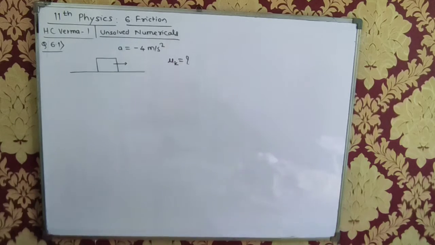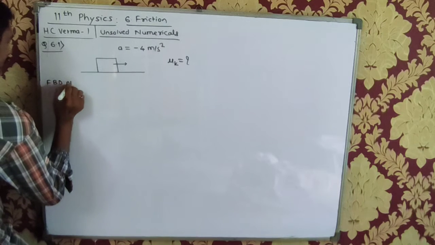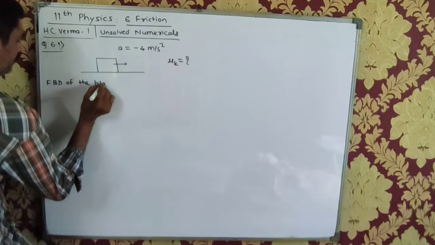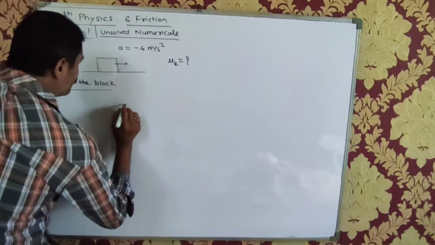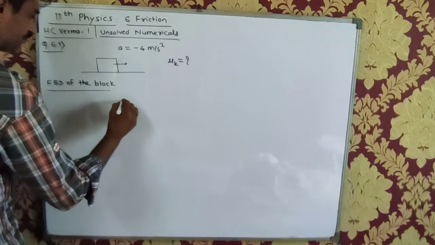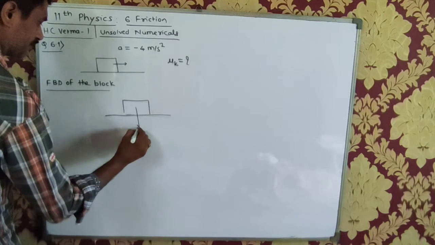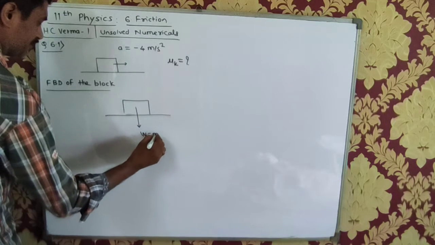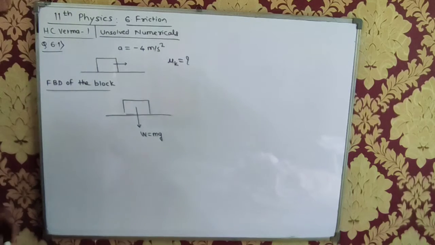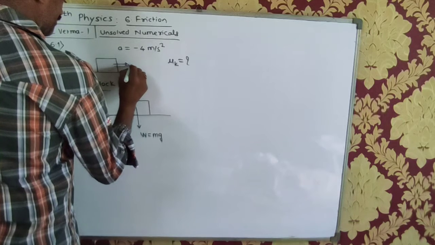Yes. I will draw the free body diagram of this body, the block. When we draw the free body diagram of the block, we have to show all the forces which are acting on it. First is its weight, W is equal to mg. Correct? And let us say the body is moving in this direction. Let us say this is the direction of motion.